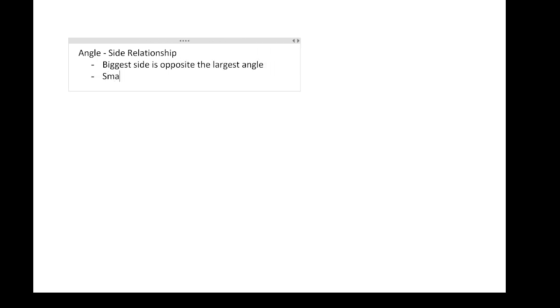Let's discuss the angle side relationship. The angle side relationship says the following: the biggest side is opposite the largest angle, and the smallest side is opposite the smallest angle. And obviously that leaves one other angle left, which is the middle one, opposite the middle one in terms of size. So it looks like this.